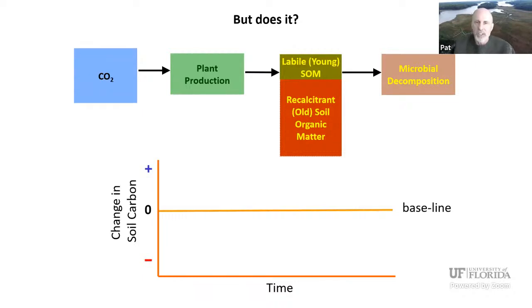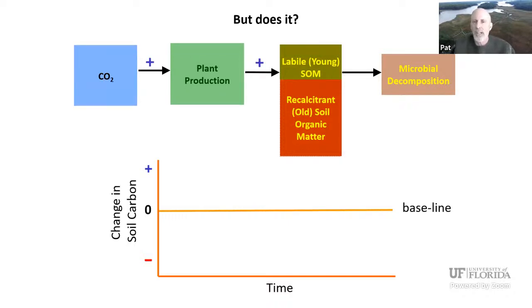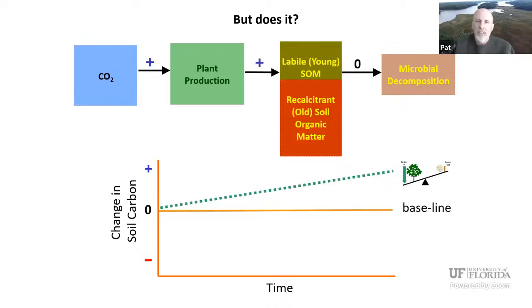So if that actually works, then what we would expect based on the dogma alone is that more CO2, more plant productivity, more labile soil organic matter. Now note that a lot of the soil organic matter in this system is actually old and recalcitrant. But in an experiment like this, we should add to the labile pool initially. And if that happens over time, then we should see an increase in the soil carbon content, soil carbon stocks.